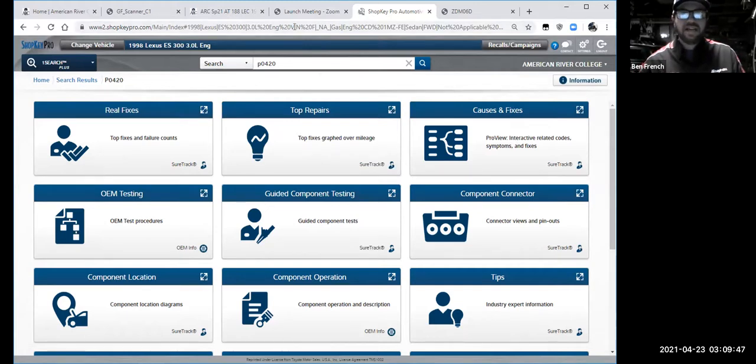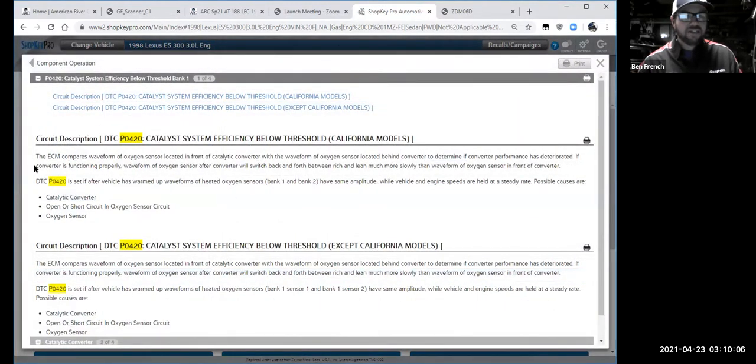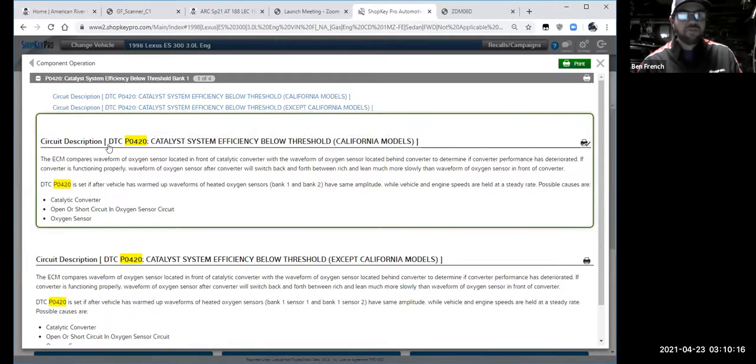So what have I done here? I have entered in the vehicle, 1998 Lexus ES300. I'd entered in the code, and now I can learn what the heck is this code. So where I like to start is component description and operation. And it tells me how this thing works. The ECM compares waveforms. So first of all, what is this thing? Oh, it's catalyst system efficiency below the threshold. Okay. So a P0420 code, what does that stand for? It stands for your catalytic converter is smoked out, right? Its efficiency is below the threshold.